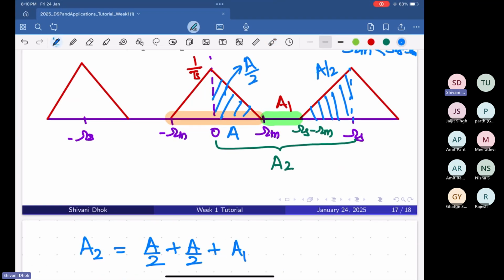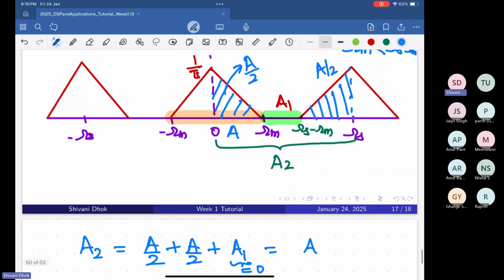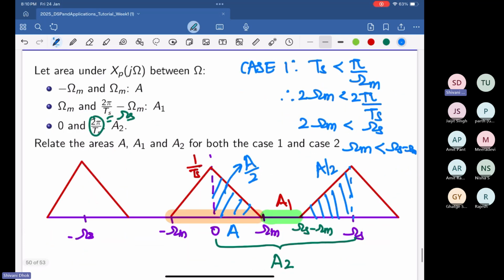But this A1 is equal to 0. So this comes out to be equal to A by 2 plus A by 2, which is equal to A. So this particular area, that is A2, comes out to be equal to A. Okay, so this was for case 1.